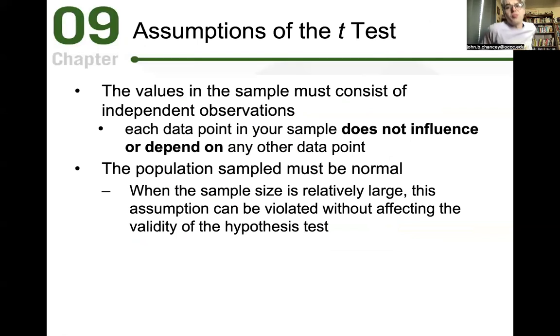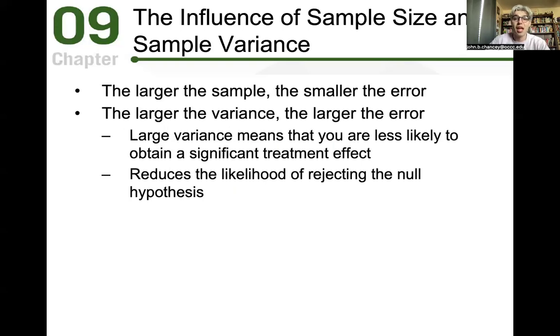So some of the assumptions based around our t-test: the values in the sample must consist of independent observations, which just means each data point in our sample does not influence or depend on any other data point. The population sample must be normally distributed. When that sample size is relatively large, we can get away with violating that assumption without affecting the validity of our hypothesis test. The larger the sample, the smaller the error. The larger the variance, the larger the error. The larger variance also means that you're less likely to obtain a significant treatment effect, and that reduces the likelihood of rejecting the null hypothesis.